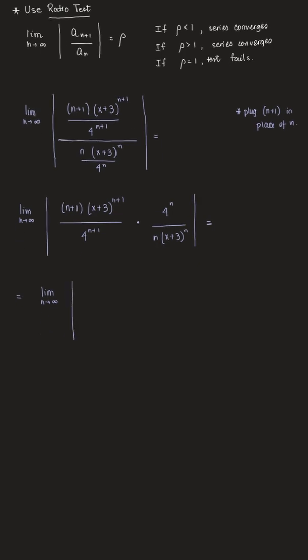So the numerator of the left-hand fraction will stay n plus 1, but I can split this x plus 3 to the n plus 1 as x plus 3 to the nth power times x plus 3 to the first power, since when we multiply something with the same base, we add the exponents. I can do the same thing to 4 to the n plus 1. I'm going to write that as 4 to the n times 4 to the first power. That's going to help me cancel out diagonally some of the terms within the ratio test.